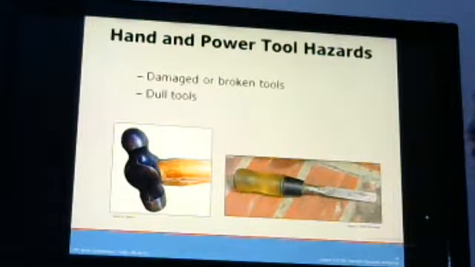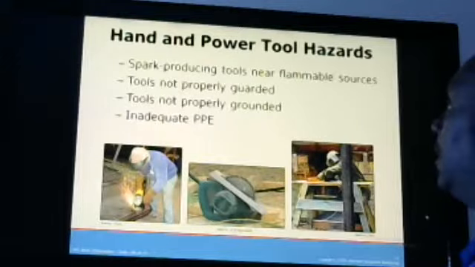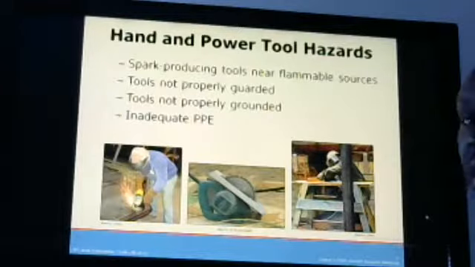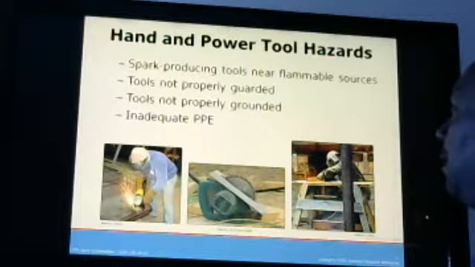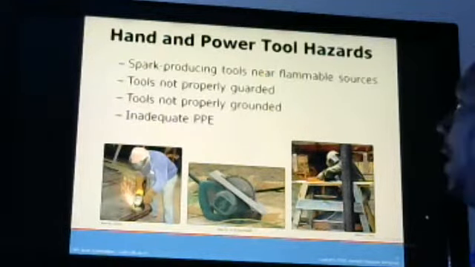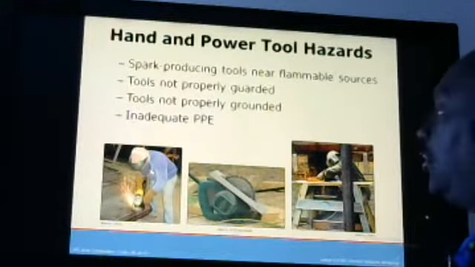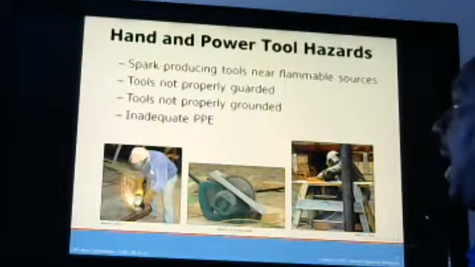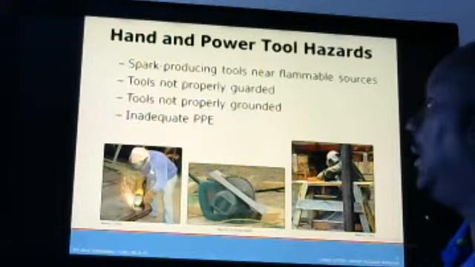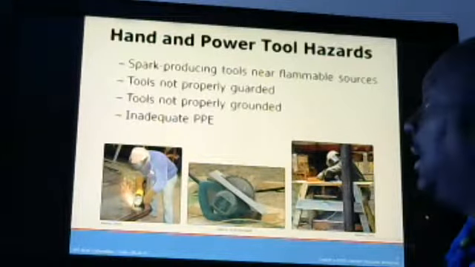All right, so any damaged or broken tools need to be taken out of service. Spark-producing tools near flammable liquids, tools not properly guarded, tools not properly grounded, and inadequate PPE. These are the hazards that are associated with your hands and power tools. Again, common sense says you can't use a grinder with gas around it. You can't have tools that are not properly grounded. You can't have tools that are not properly guarded. And you must have the right PPE on to protect yourself from any hazards.